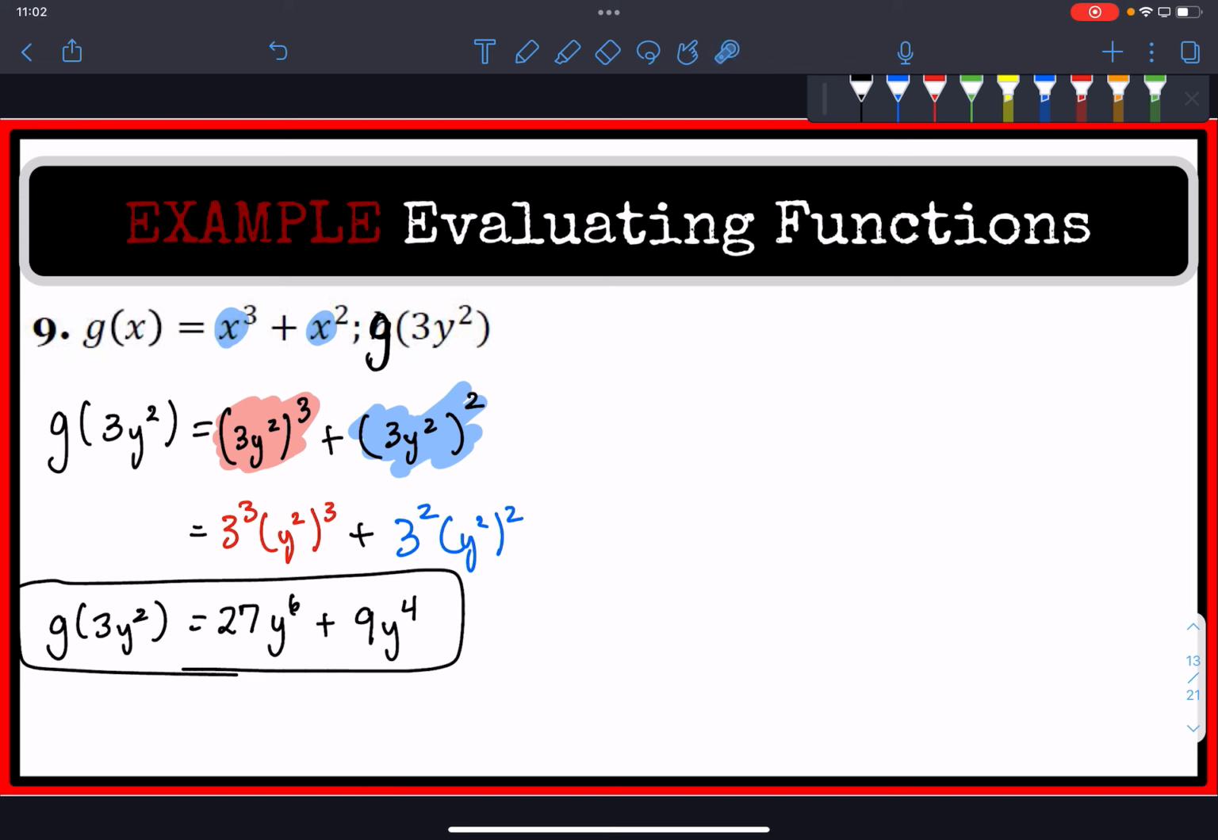And again, obviously we shouldn't have to explain this, but I'm just going to make sure we go over it, because this is y to the 6th and y to the 4th. These are not the same degrees, thus they are not like terms. So I cannot combine these to get a total of 36.